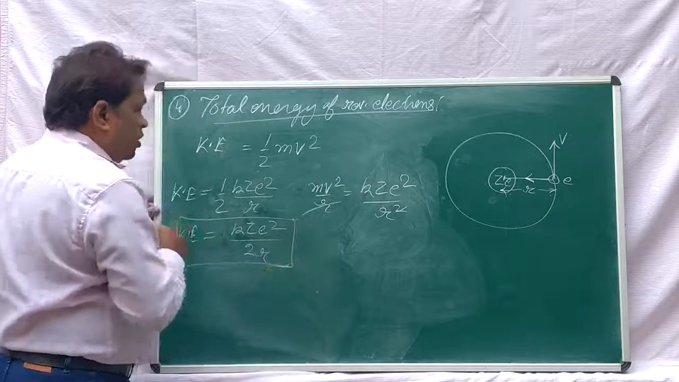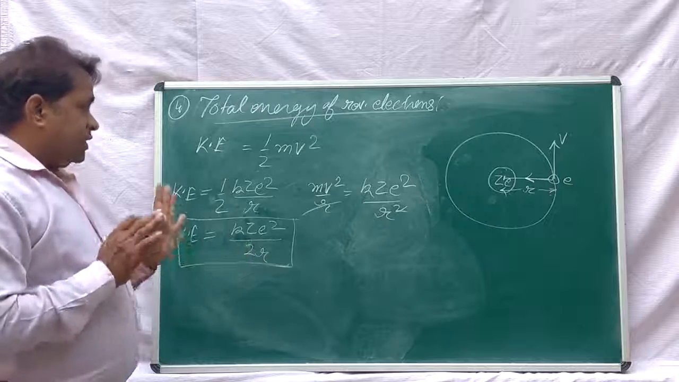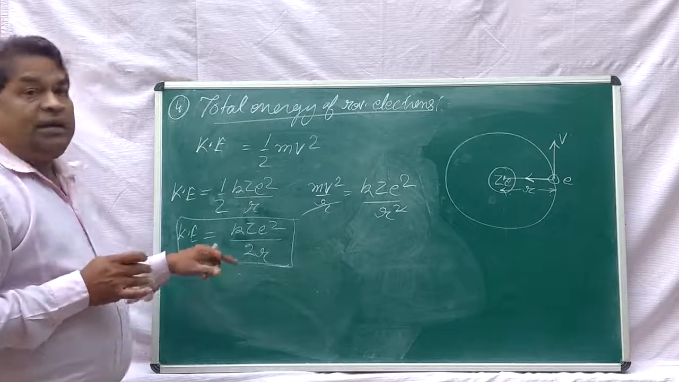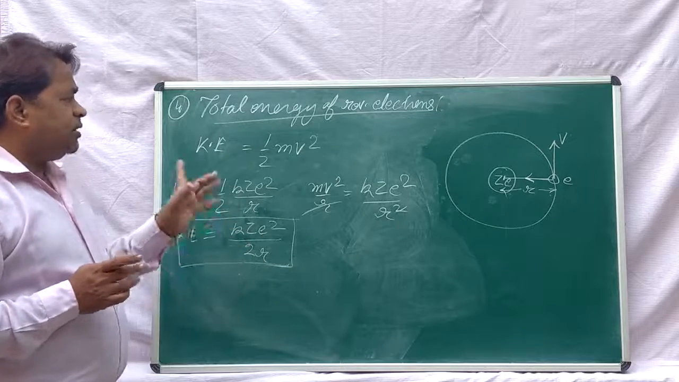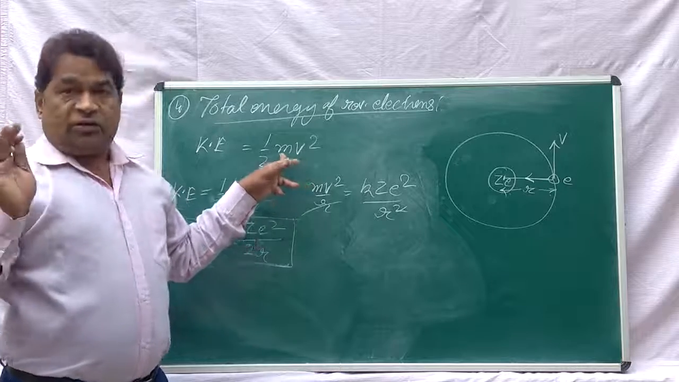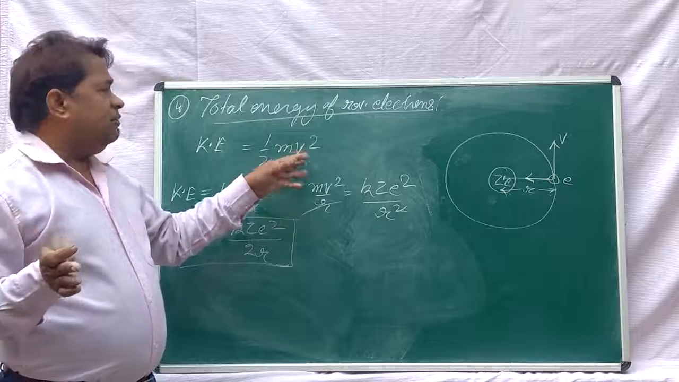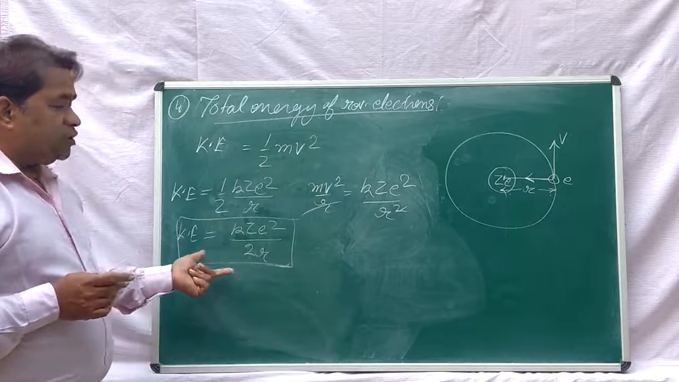Now here we can see that in this expression the kinetic energy of the revolving electron is always positive, because the mass of any object can never be negative, and the velocity is a square quantity here. That's why the kinetic energy is positive.